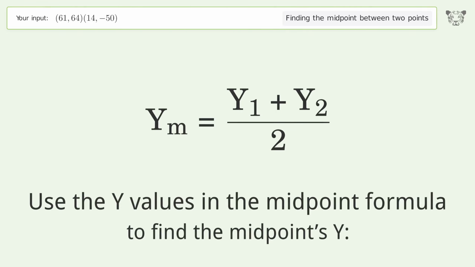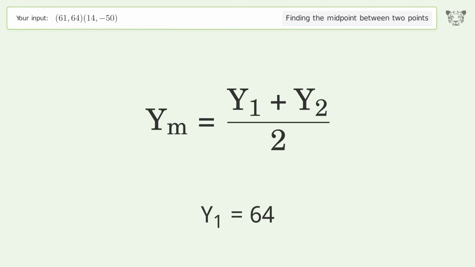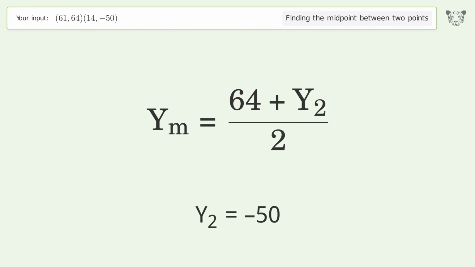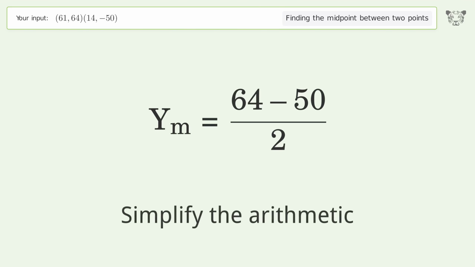Use the y values in the midpoint formula to find the midpoint's y. y1 equals 64. y2 equals -50. Simplify the arithmetic.